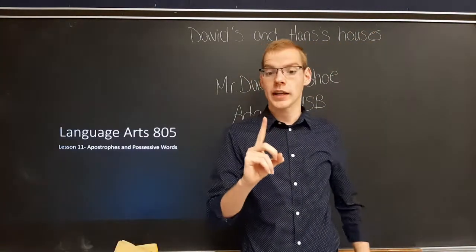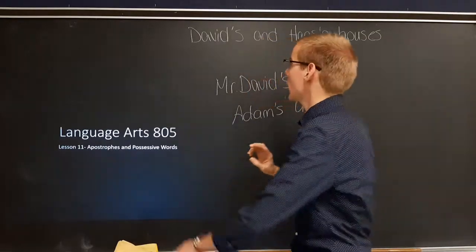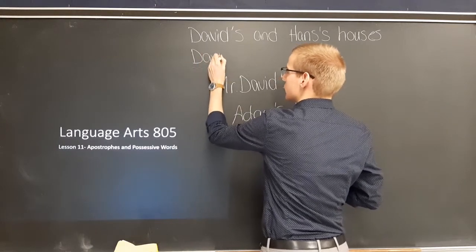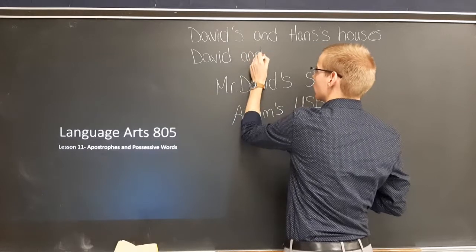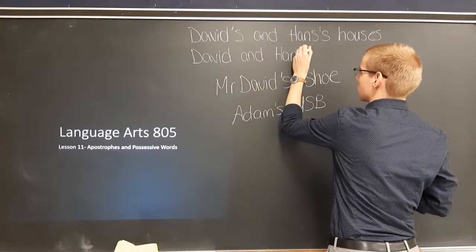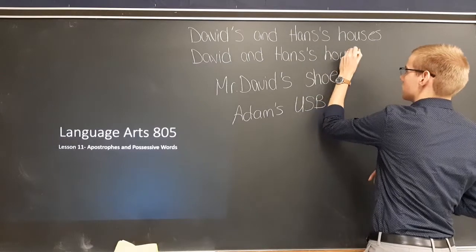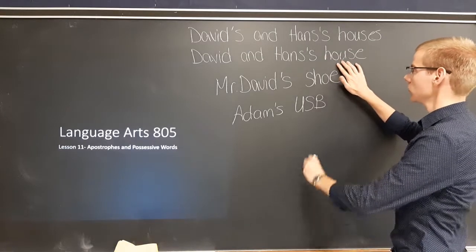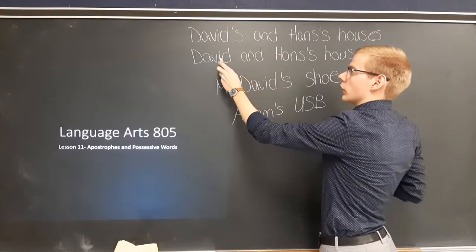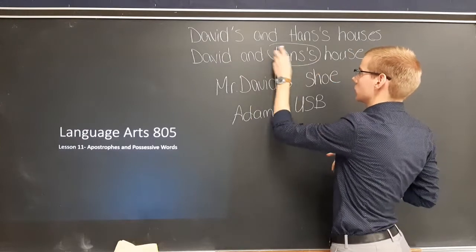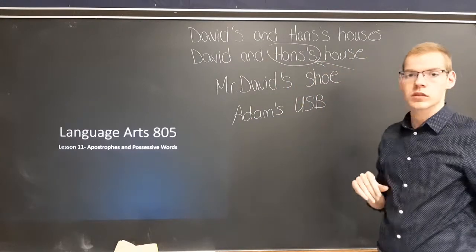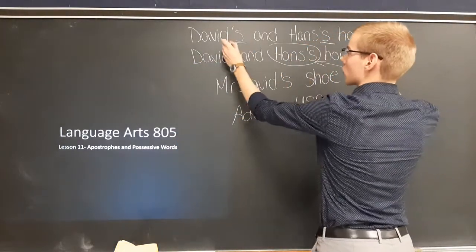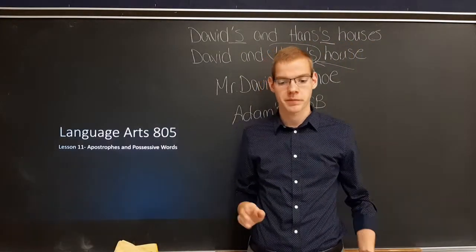Now, if there's only one house, which is the third thing we're learning, it is David and Hans's house. Then, if there's only one house, only this last one gets an apostrophe S. The first one doesn't. But if there's two houses, then both get an apostrophe S.